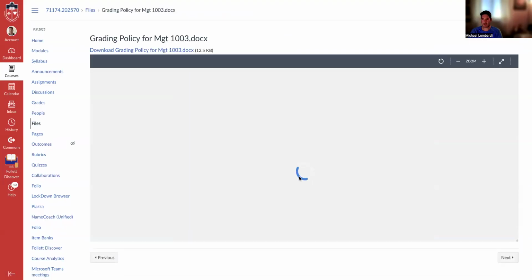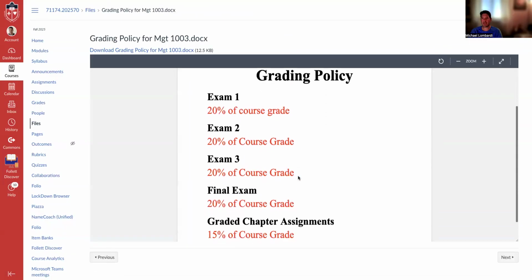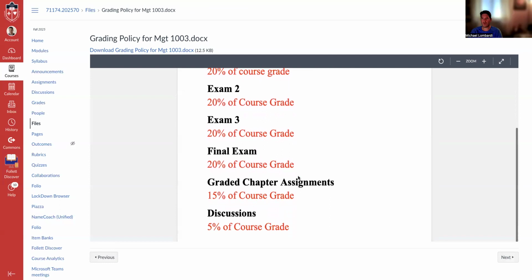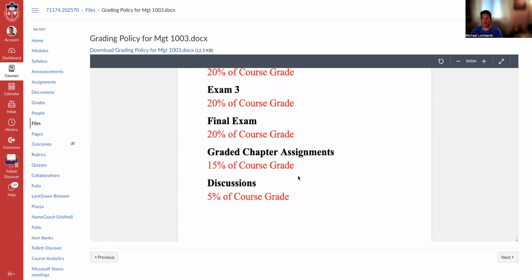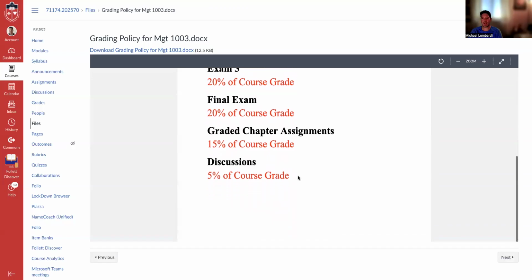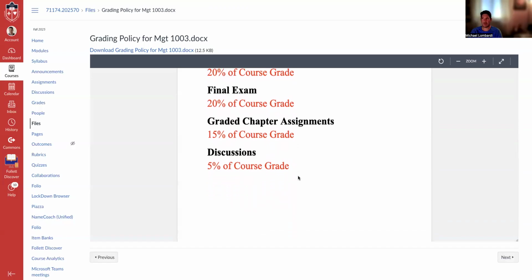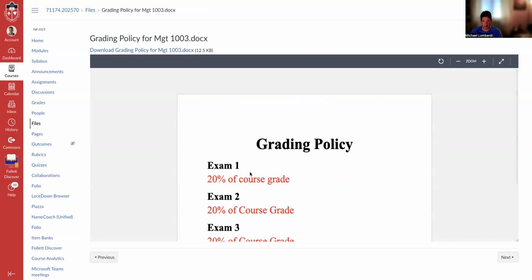So the grading policy is once again pretty straightforward. We have 3 exams and a final, all equally weighted. We have the graded homeworks. They get averaged to 15% of the course grade. The discussions, 5% of the course grade.